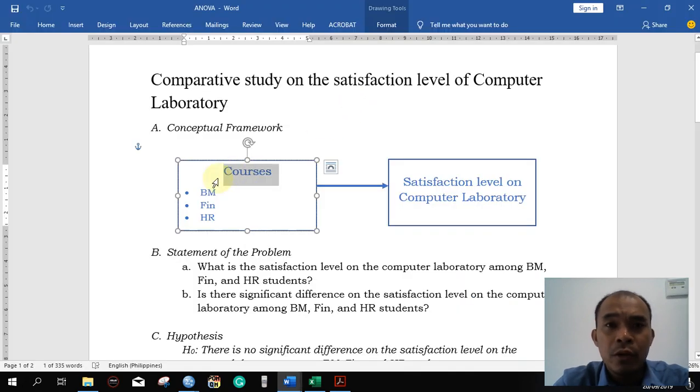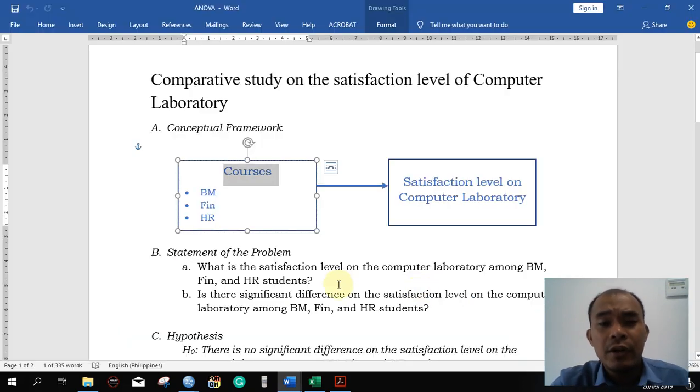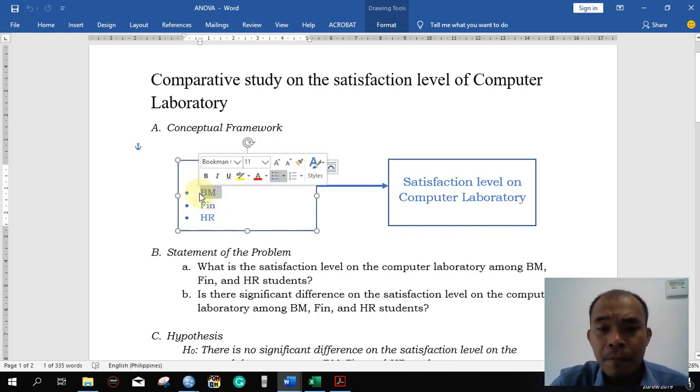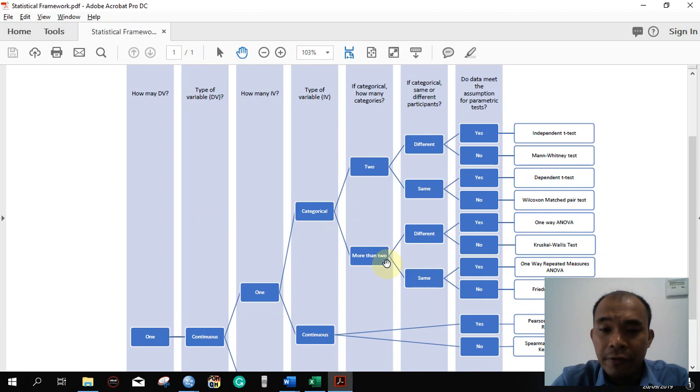And then, if categorical, how many categories do we have? In this particular case, we have three categories, the BM, finance, and HR. So we're going to follow here, more than two. And then the question now is, if categorical, same or different participants? In this particular case, if a certain respondent will answer BM as his course, basically he will not be able to answer the finance because he can only represent this BM here. Hence, we will have different participants for every course here. So, different participants.